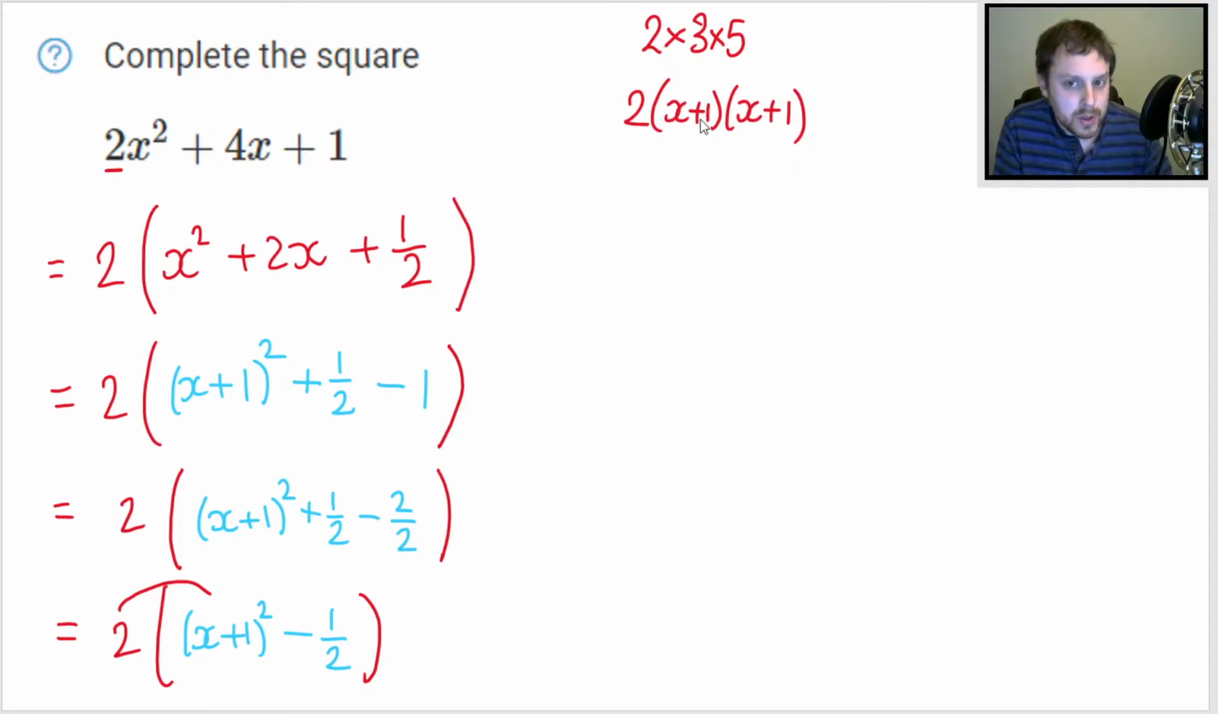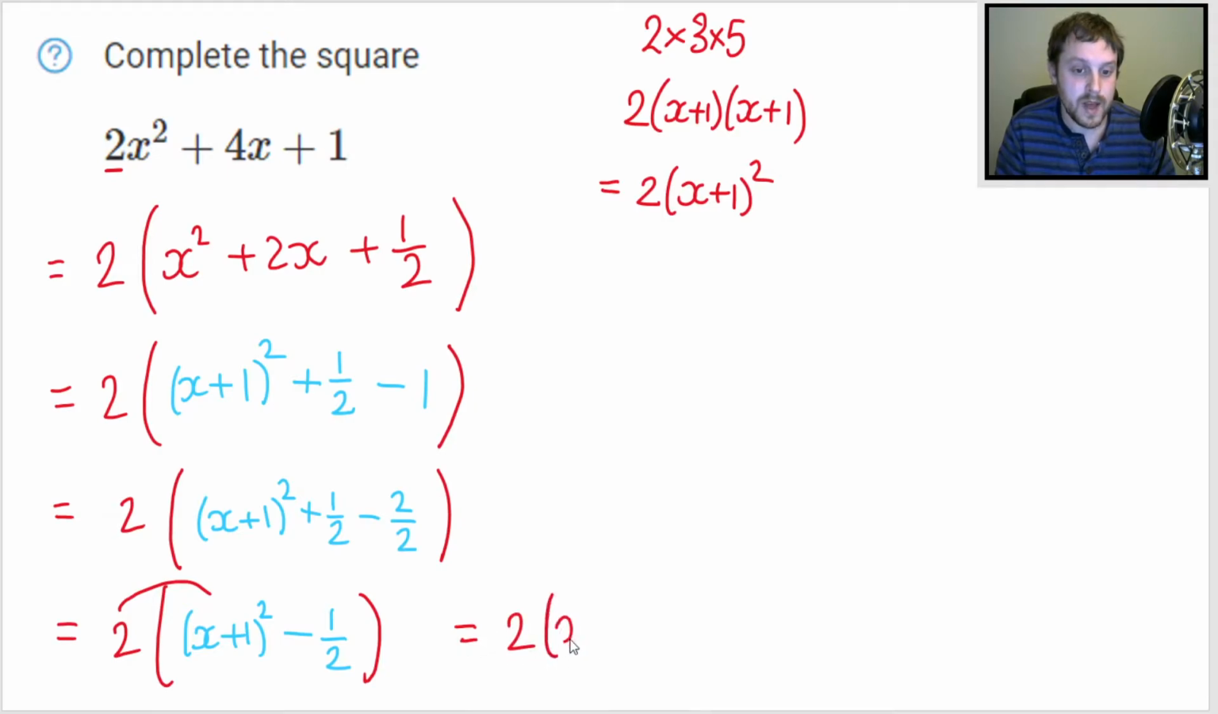So the 2 could come into this bracket and you could write 2x plus 2, but then this is still x plus 1, and it's actually tidier to leave it like this. This is how you want to write this part. So this is 2 lots of x plus 1 getting squared.